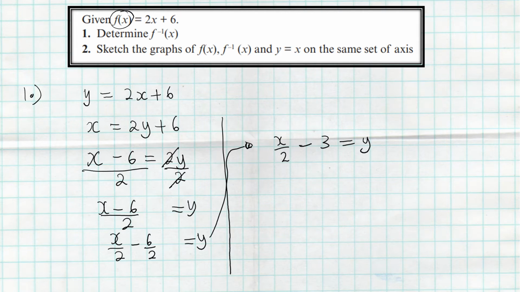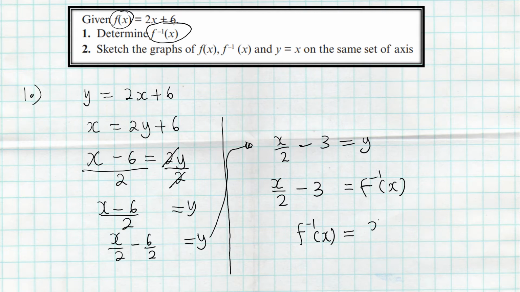Then I can replace y by the symbol of the inverse. So where there is y, I'm going to replace it by the symbol of the inverse, and this is x over 2 minus 3. I can put it properly: f exponent minus 1 of x equals x over 2 minus 3. So this is our inverse. It's very simple to determine the equation of the inverse. Just follow the steps.